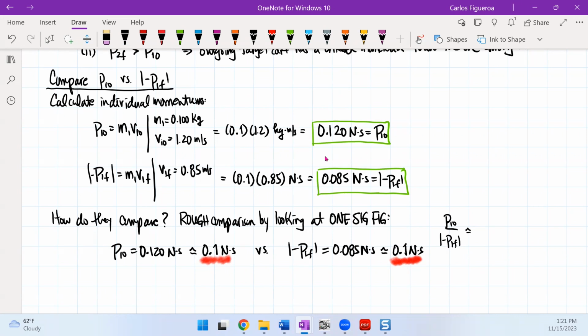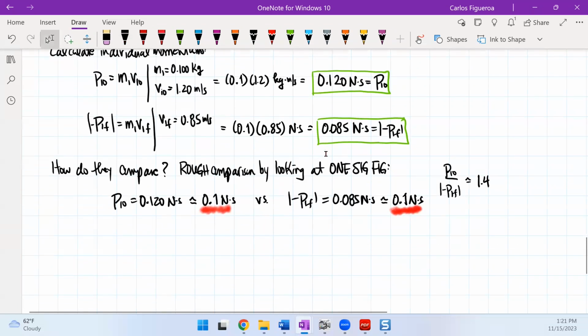So I would get 1.4. Yeah, so you can see that this is about 1.4, and it's in the ballpark. They're still pretty close. Now remember, the bigger the ratio of masses, the better value that you're going to get.